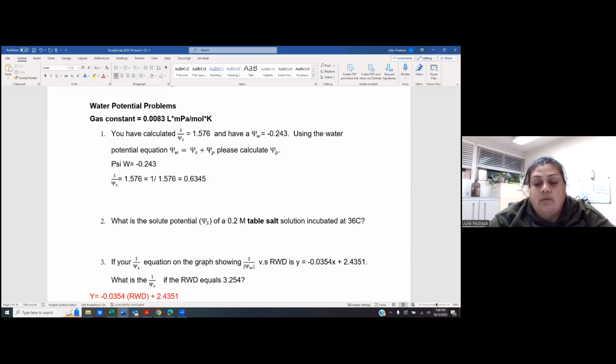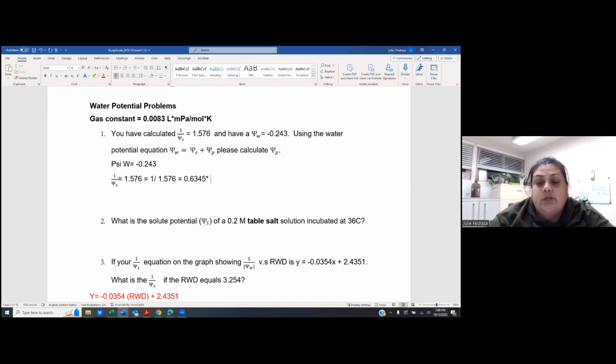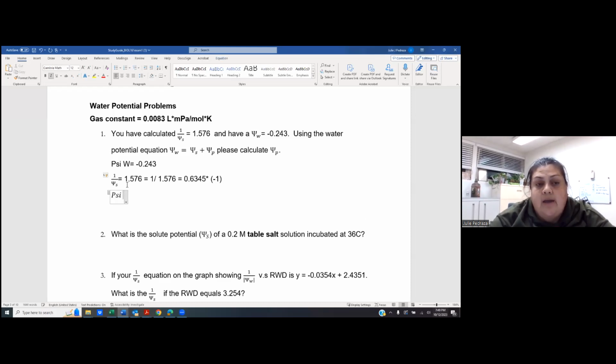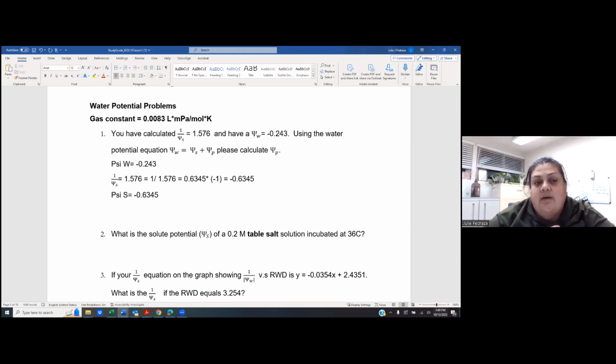So what's wrong with it? What does it need to be multiplied by? It's got one more step. Yep. Good job, Luca. So it needs to be multiplied by -1 because we have to make it negative. So psi s equals negative 0.6345. Correct? Jesse? Yeah. Okay. Now we know what psi w is.